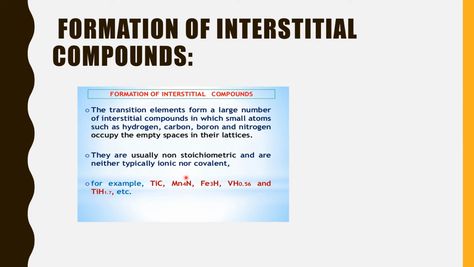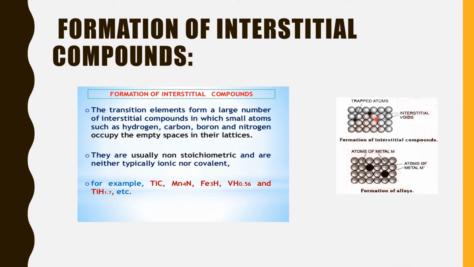These are the examples. Now see this picture. This is the formation of alloy as we already saw, and these are the formation of interstitial compounds. They occupy the empty spaces in the lattices. In the interstitial voids, hydrogen, carbon, boron, and nitrogen occupy these voids and form interstitial compounds with d block elements, particularly transition elements. These are the formation of interstitial compounds.